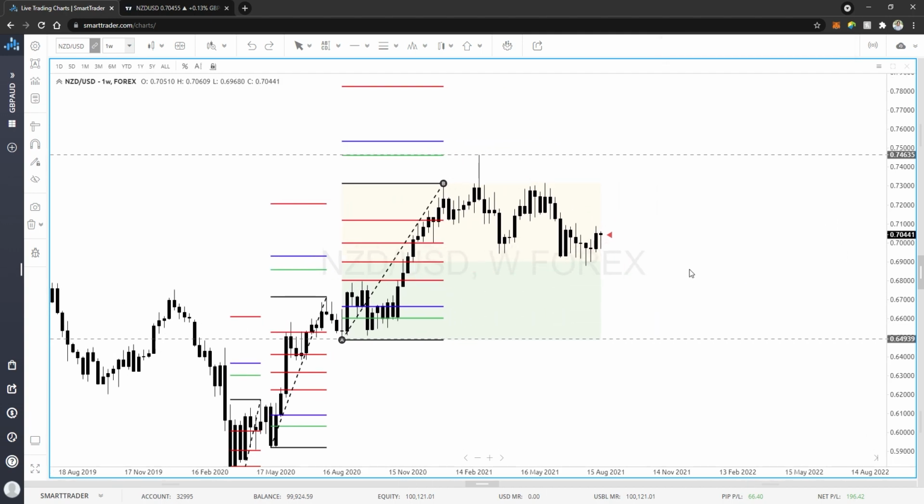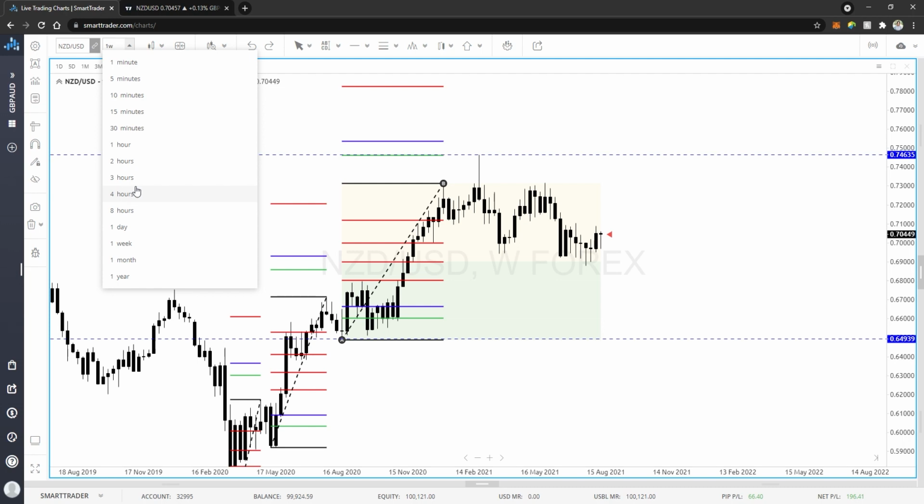Let me make sure I got them color coded. I'm going to go into my, what am I on? Weekly. And I'm going to make sure that these are the right colors. Okay, now that I've identified that, I can go down to a lower time frame and I'm simply going to do the same thing.